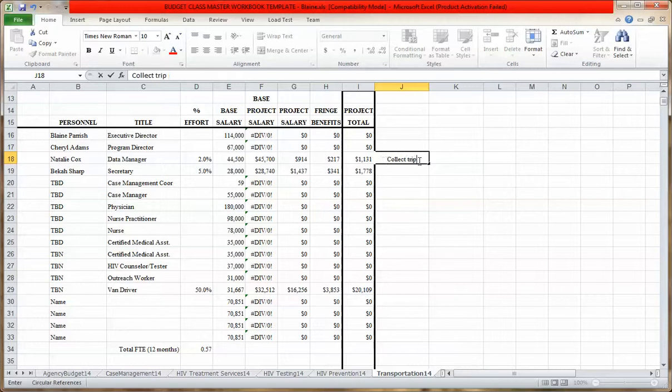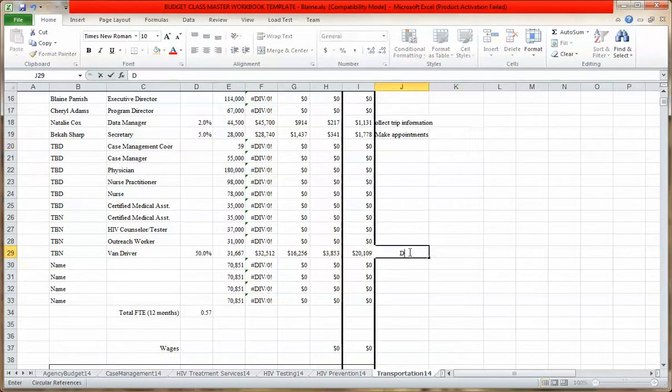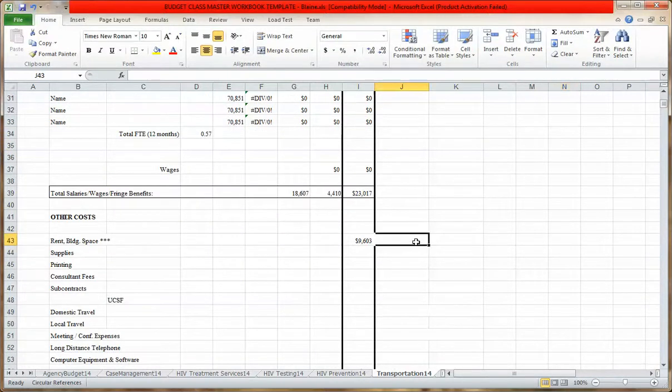Collect trip information. So that is what that person would do. And then the secretary, make appointments. And so you have what that person is doing. So that will help you when you write your justification for each thing, drive the van, that will help you at the end. And this is general space.